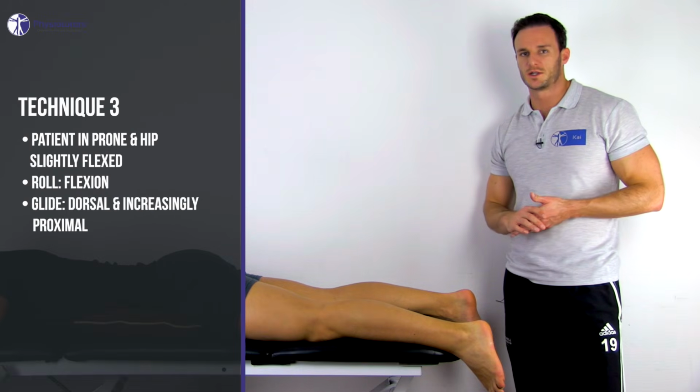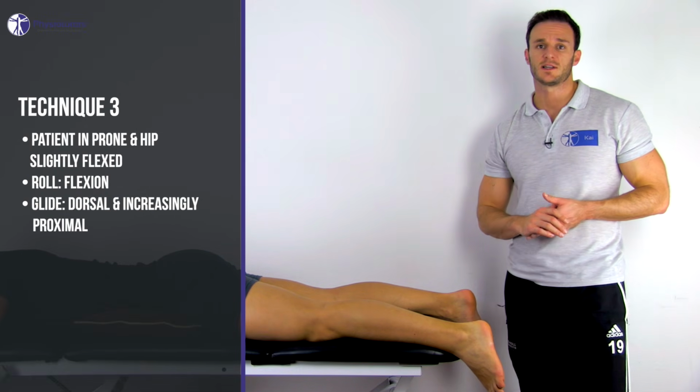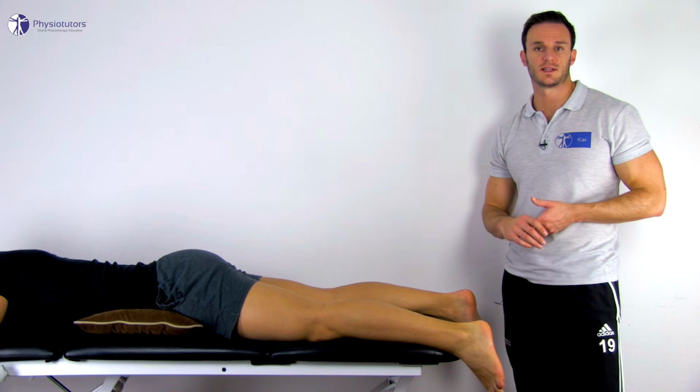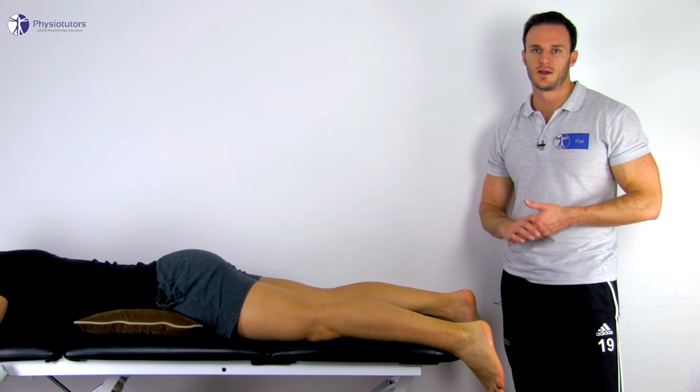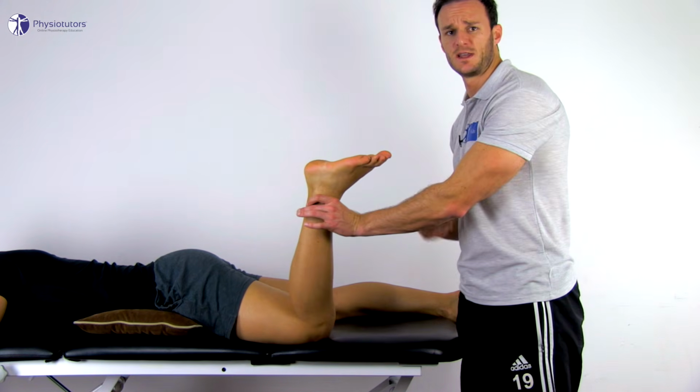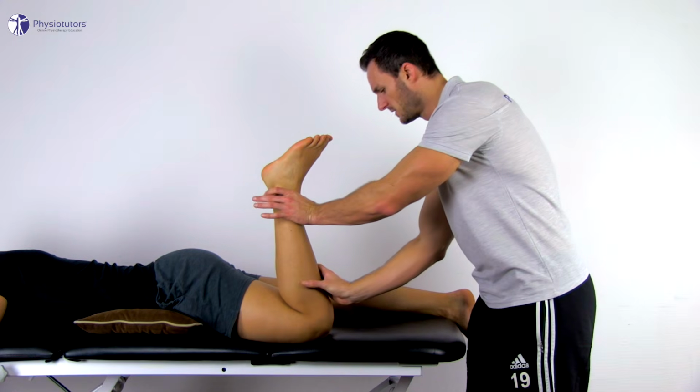An alternative, which can be performed into maximal flexion, is in prone lying position with the patient's hip in slight flexion to prevent stretch on the rectus femoris. In this position, roll and glide into proximal and increasingly dorsal direction perpendicular to the tibia.